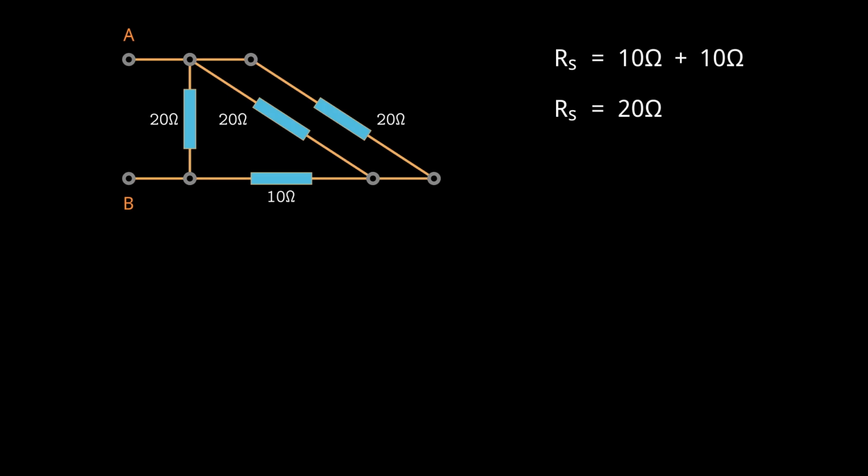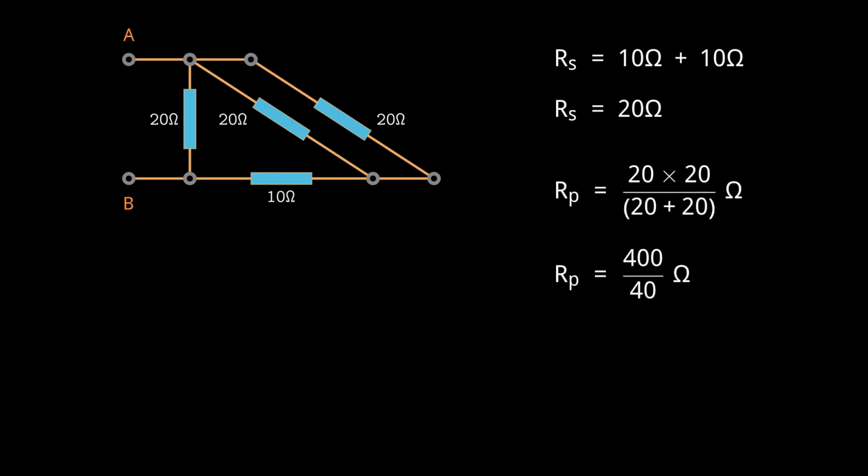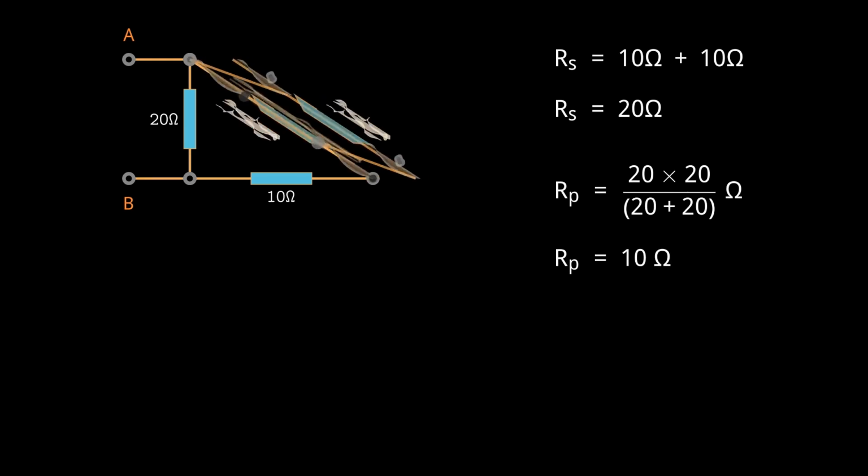parallel. To find the equivalent resistance of two parallel resistors, we multiply their values and divide by their sum. However, since these two resistors are equal, we can also find the equivalent resistance by taking the value of one resistor and dividing by the number of resistors in parallel. Either way, we end up with an equivalent resistance of 10 ohms.